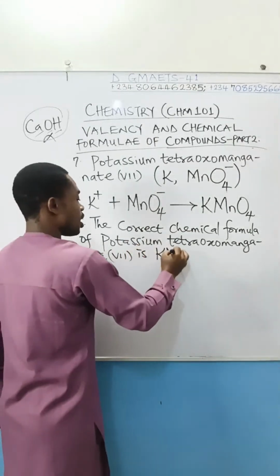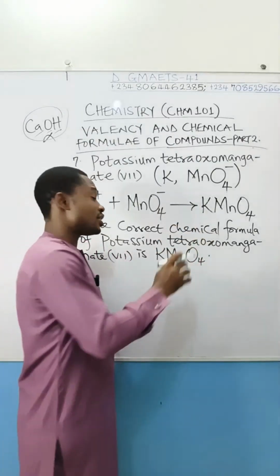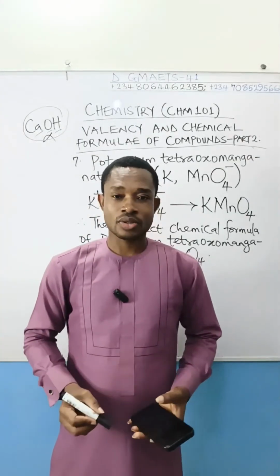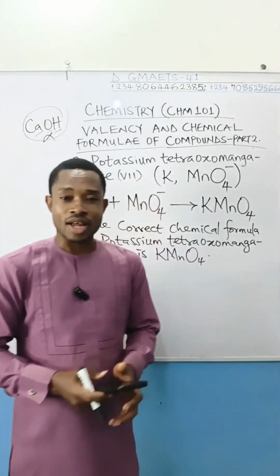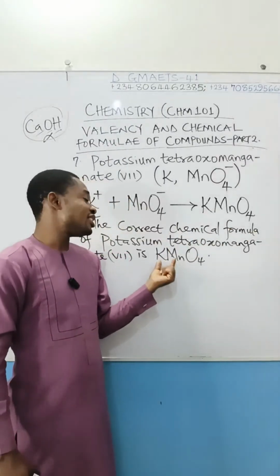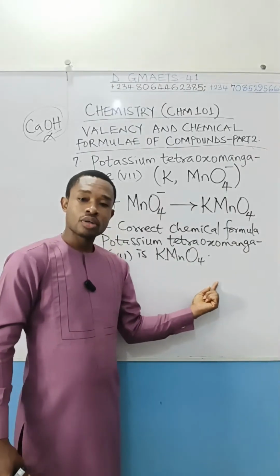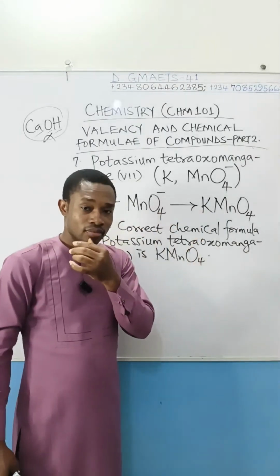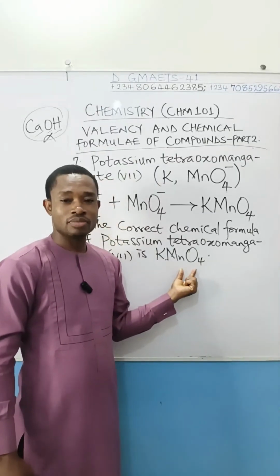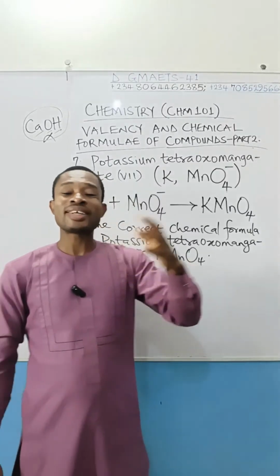is KMnO4. This is the correct chemical formula, this and nothing else. Any other thing written as potassium tetraoxomanganate 7 with an atomicity different from 1:1:4, that guy is wrong. If it is not this that you see as potassium tetraoxomanganate 7. This compound is also called potassium permanganate.